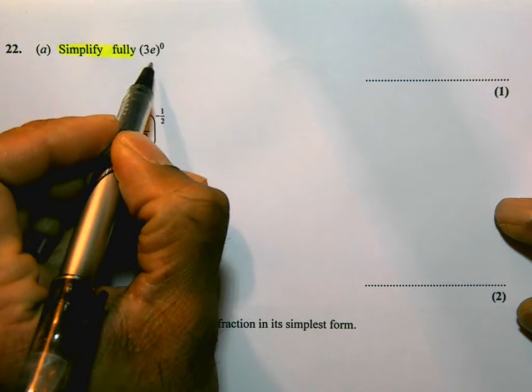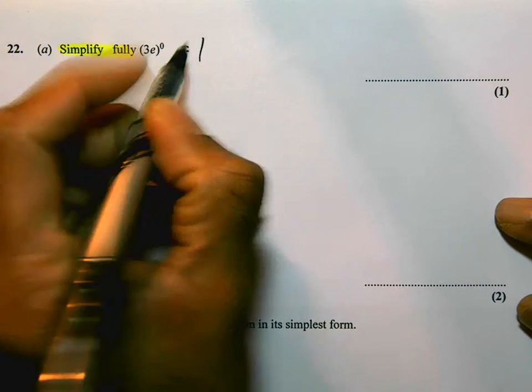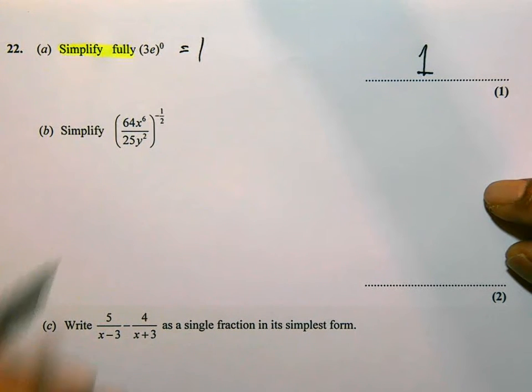It's a pretty straightforward one. We've come across this before. Anything to the power of 0 is 1. So this is equal to 1. I'm simply putting 1 in the answer space, and that's my mark straight away. Okay, going on to part B.